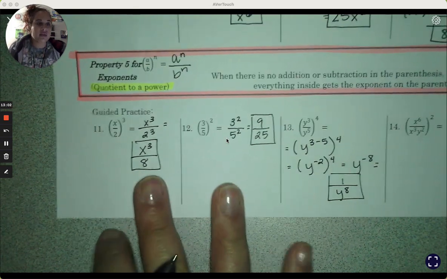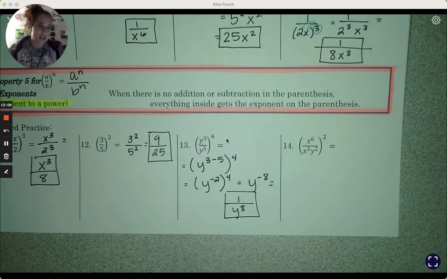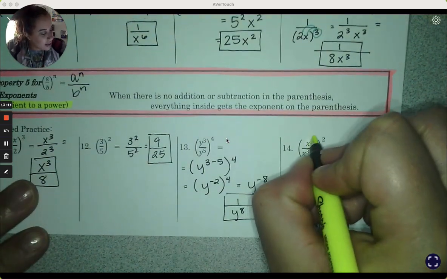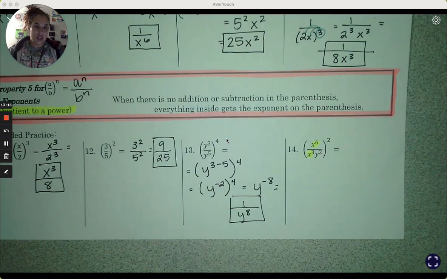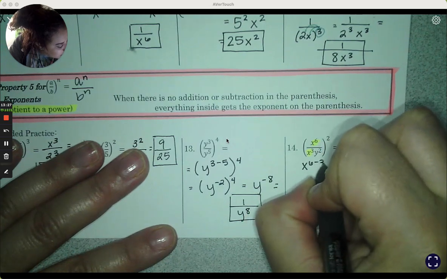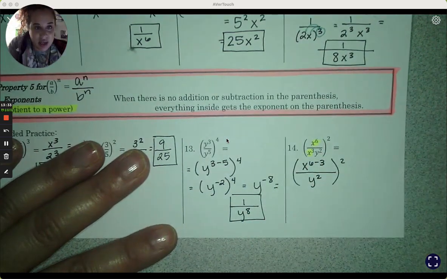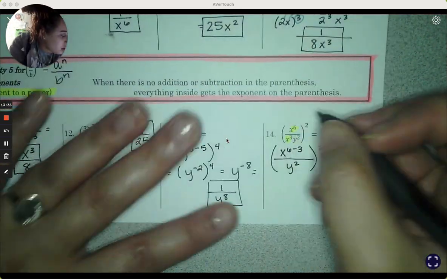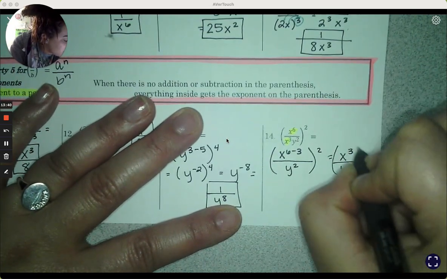All right. And let's look at 14. First thing I notice about 14, because it's a little different, is I have an x on top and an x on the bottom. Okay. So we have to do what's inside the parentheses first. So I'm going to take x to the 6 minus 3 over y squared. There's still a squared on the outside, but I have to do what's inside the parentheses first. So I get x cubed over y squared, still squared.